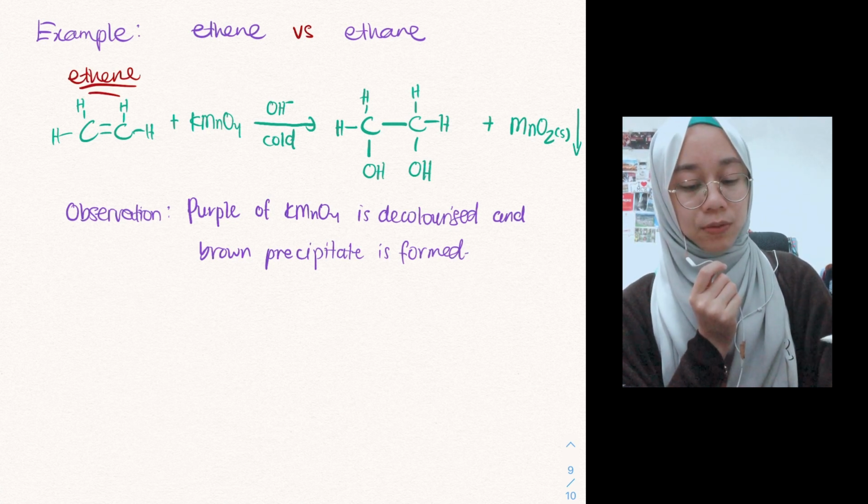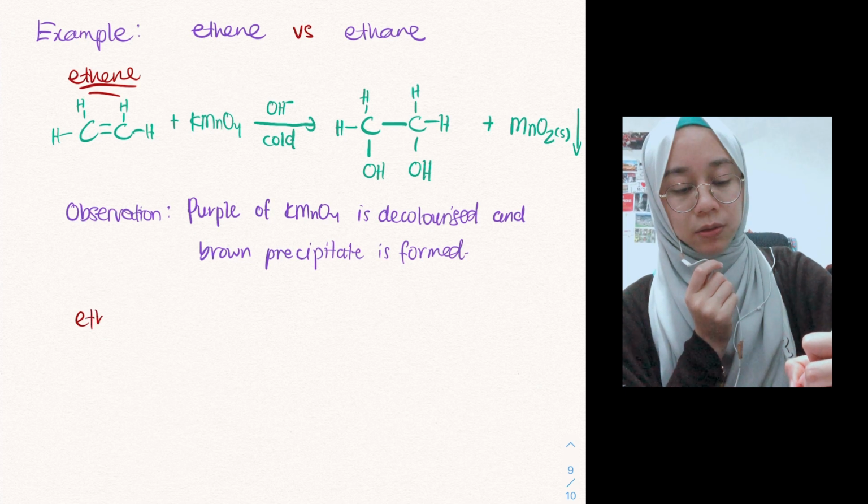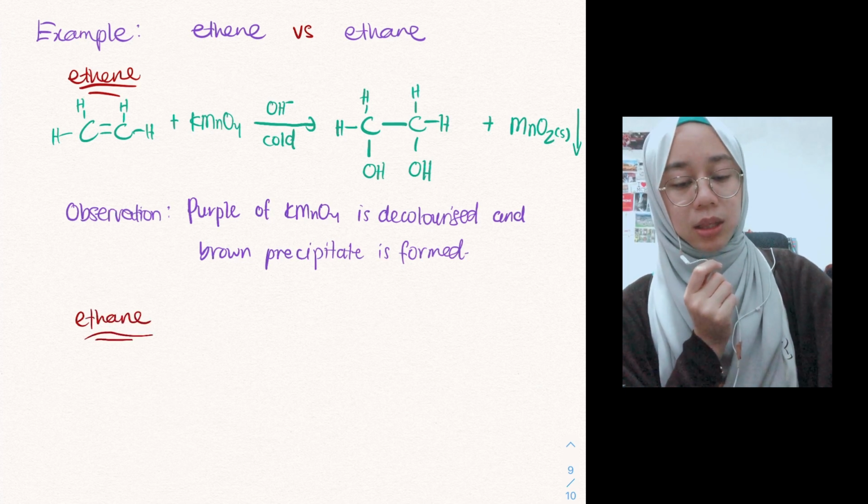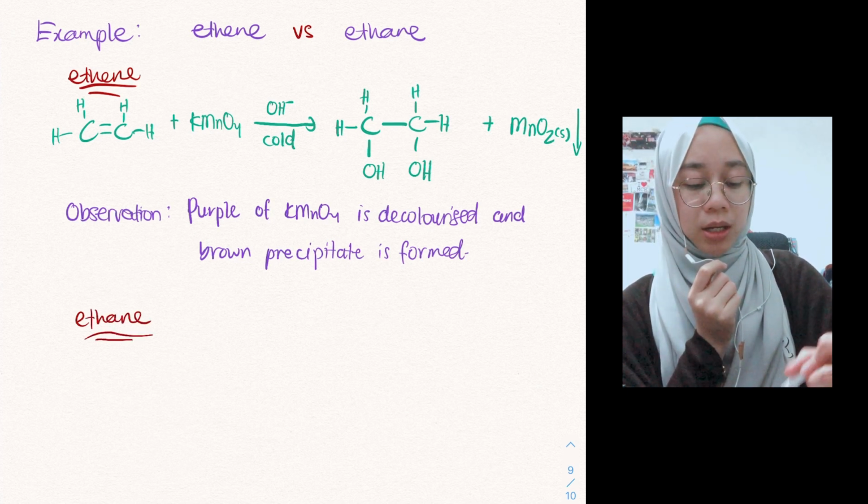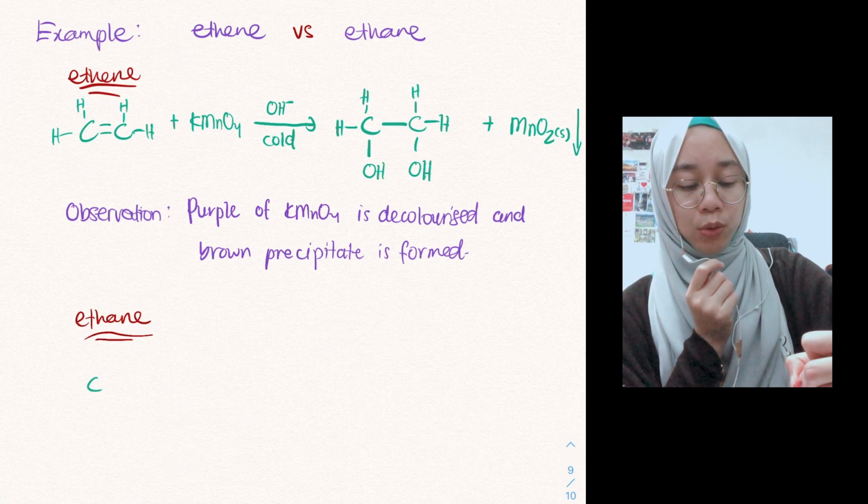Okay, so this is for ethene. Then let's try to do for ethane pula. So ethane pula, okay, so again we have a compound with 2 carbons. Okay, cuma beza dia, yang ni dia tak ada double bond. So semua H keliling dia ada 6.